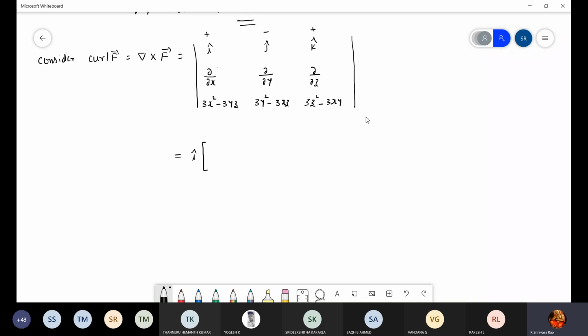Del by del i cap into means the first column, first row, leave it. Del by del y of 3z square minus 3xy, minus del by del z of 3y square minus 3xz. Minus 3y square minus 3xz.